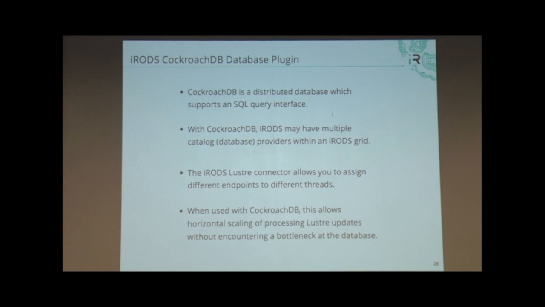And that's really important for the Lustre connector, because if you don't use a distributed database, then that's your bottleneck. You can send batch updates to 10 different resources, but especially if you're doing direct database updates, they all have to be redirected to the catalog service provider. So you really need multiple iRODS iCAT servers to get the full horizontal scaling of the system.